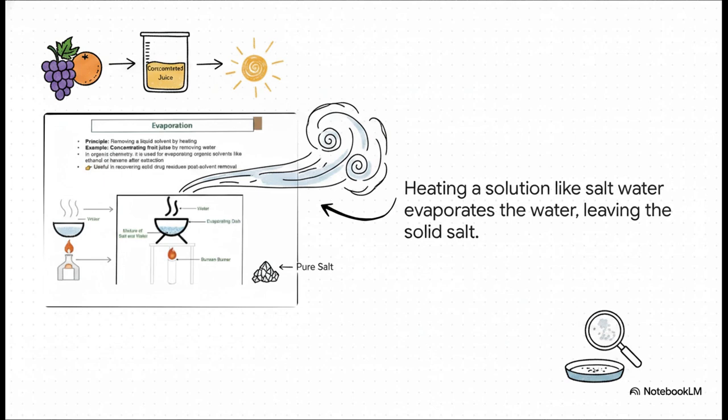You just gently heat the solution in an evaporating dish, the water turns into steam and escapes, and what's left behind? Pure solid salt. This exact same principle is used on a huge scale to concentrate things like fruit juice, or even in forensic labs to recover drug residues from a solution.